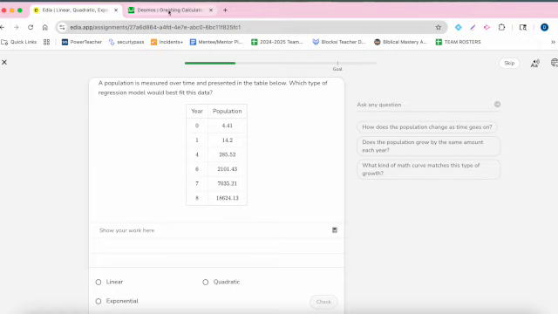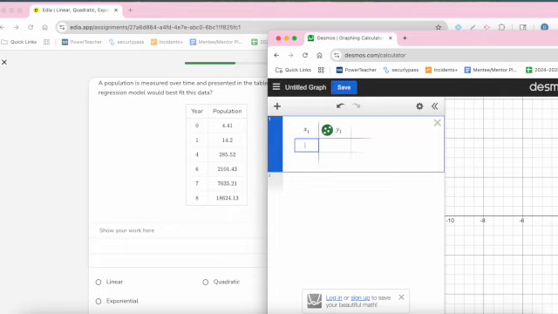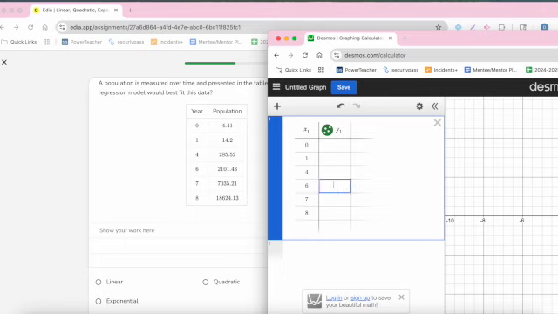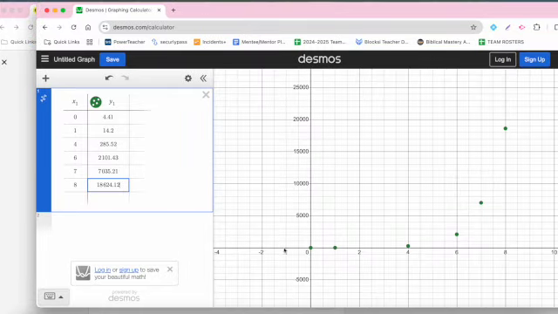Now, if you're not sure, you can always put this into a table in Desmos and get some confirmation here. So let's do that just to get a visual and to get some confirmation. All right, so there's my data. I'm going to hit the little magnifying glass so I can see it. This very much looks like an exponential curve.